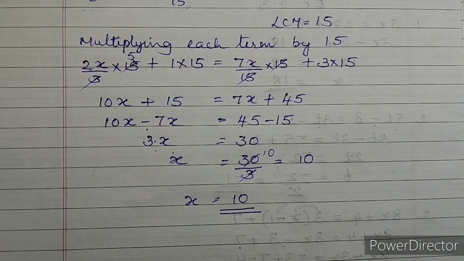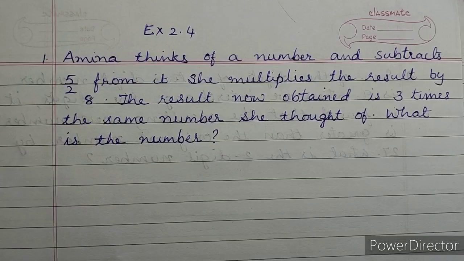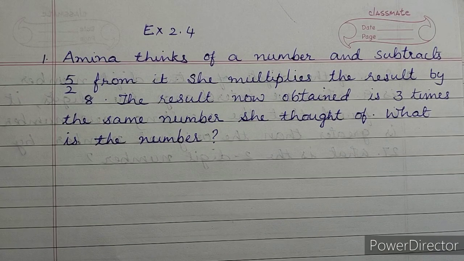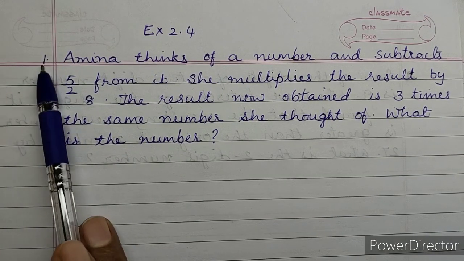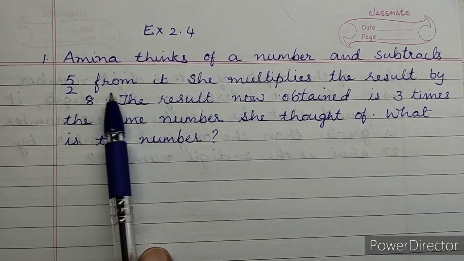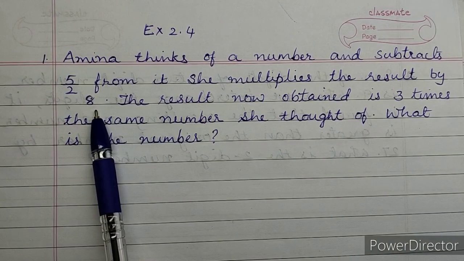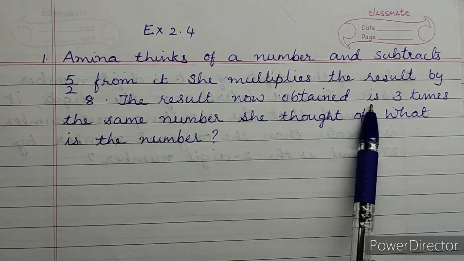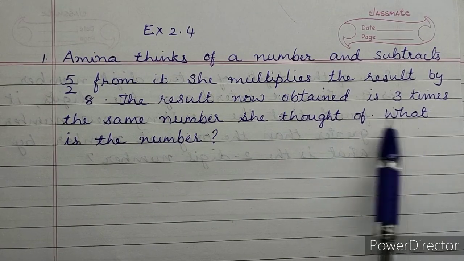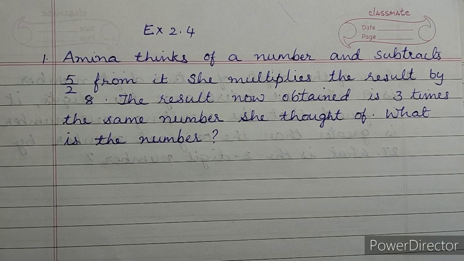Hope you understood, children. So practice the sums, homework sums I will give, practice it. Next is exercise 2.4, application sums. First one: Amina thinks of a number and subtracts 5 by 2 from it. She multiplies the result by 8. The result now obtained is 3 times the same number she thought of. What is the number? So you have to find the number Amina assumed.